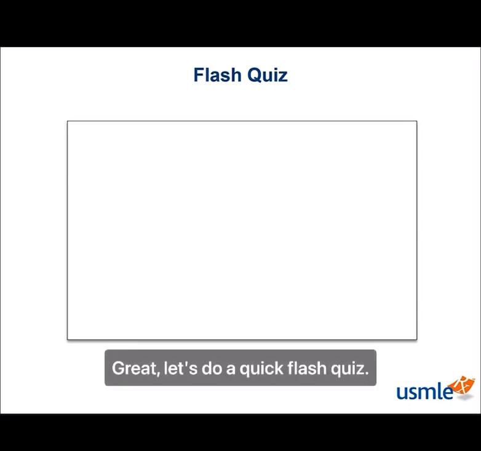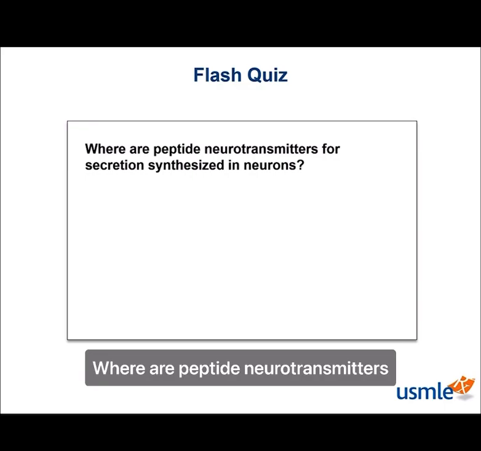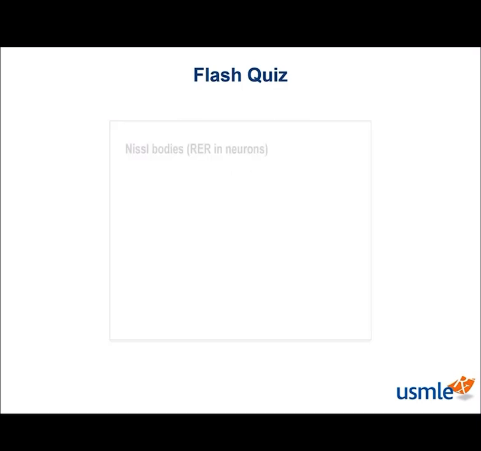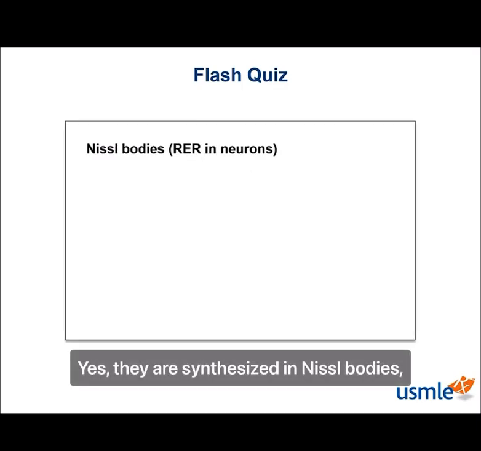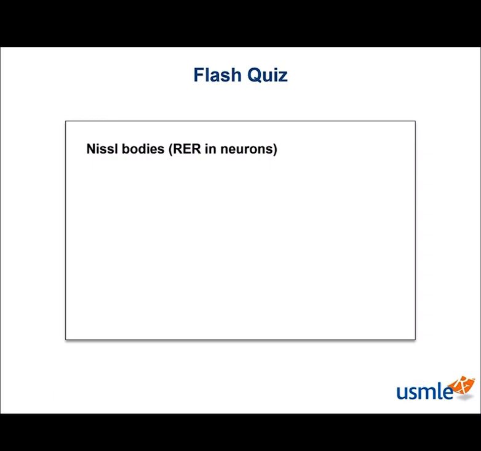Great, let's do a quick flash quiz. Where are peptide neurotransmitters for secretion synthesized in neurons? Yes, they are synthesized in Nissl bodies, the rough endoplasmic reticulum in neurons.